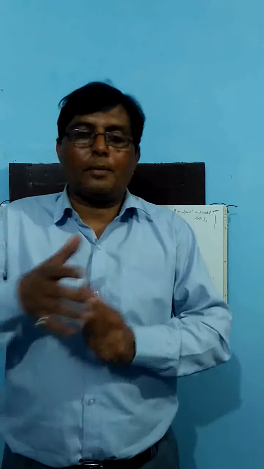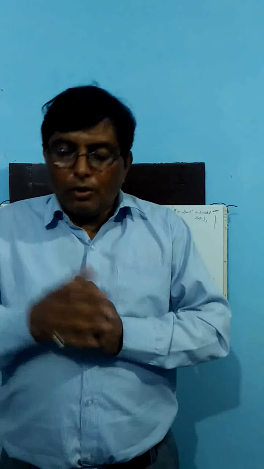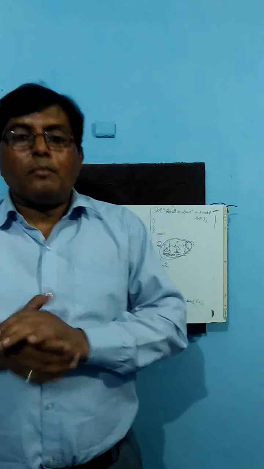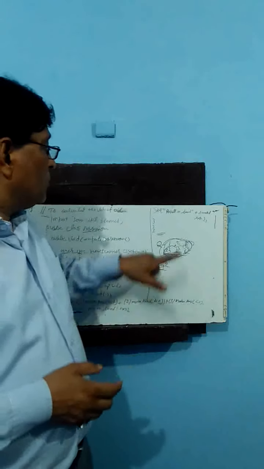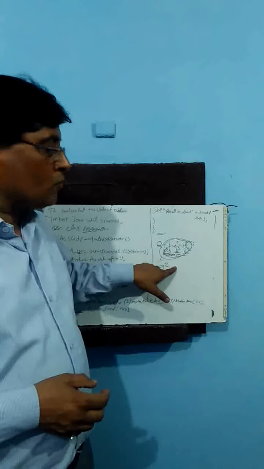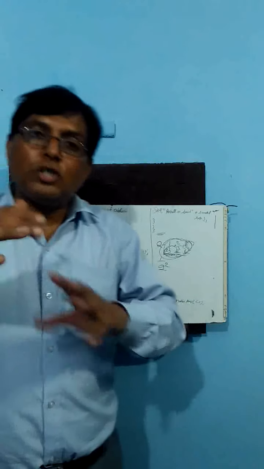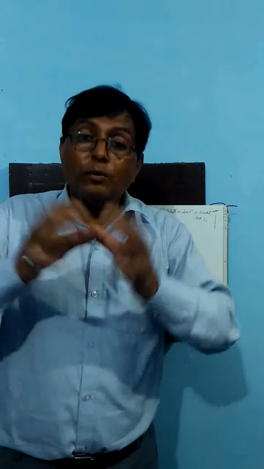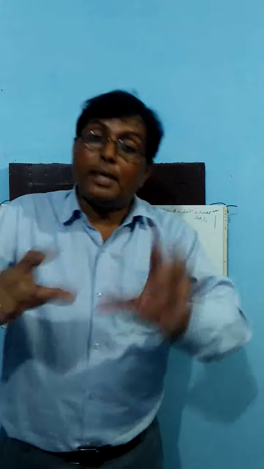For example, the program is given in your book. Write a program to calculate the value of the given expression. One expression, one equation is given: 1 upon a square plus 1 upon b square plus 1 upon c square. So we have to calculate the value using a, b and c.